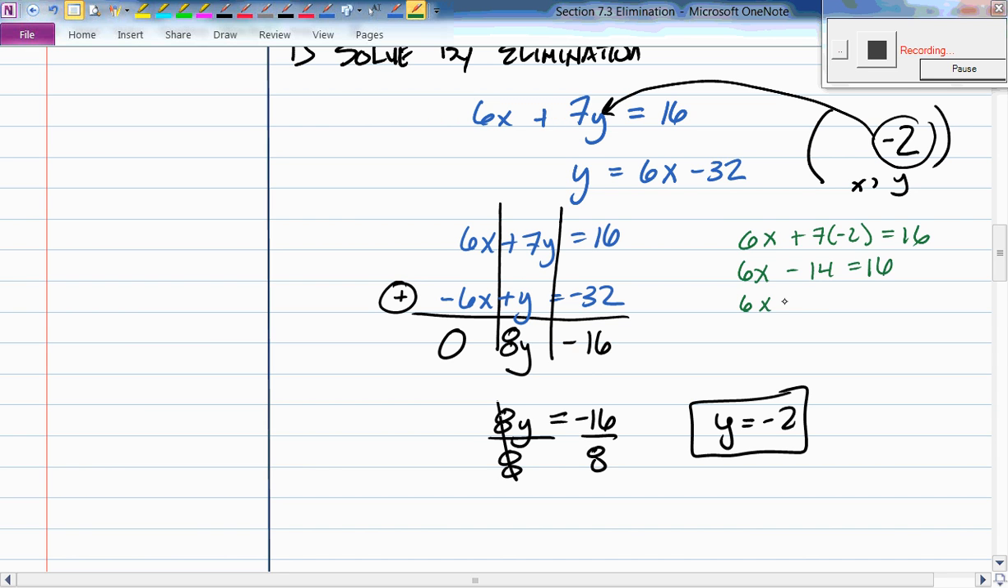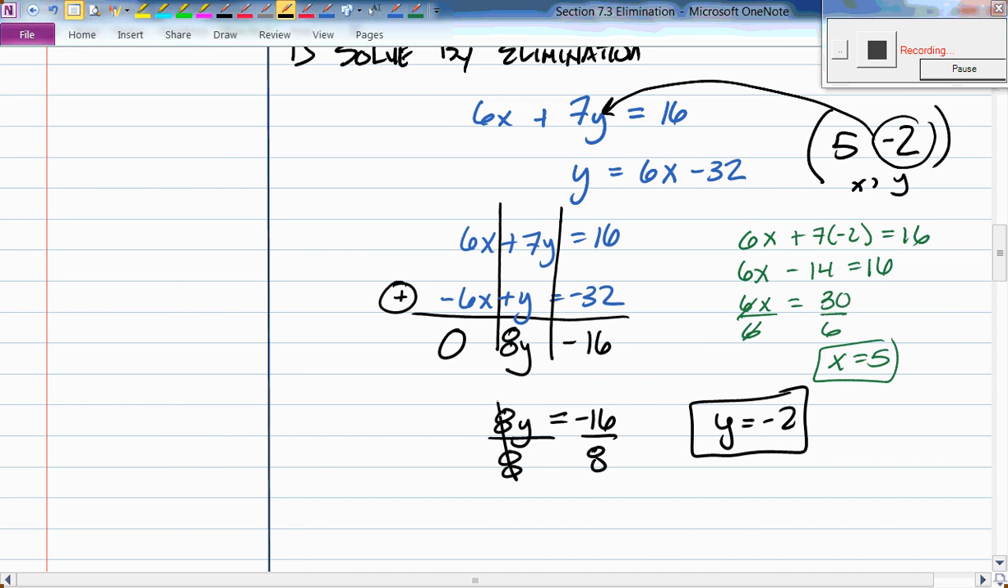Add. Good. 6x equals how much? 5? No. 30. Very good. Divide by 6. So x equals how much? All right. So we think now the answer that we've earned is 5, negative 2. We think that's the answer to the system.